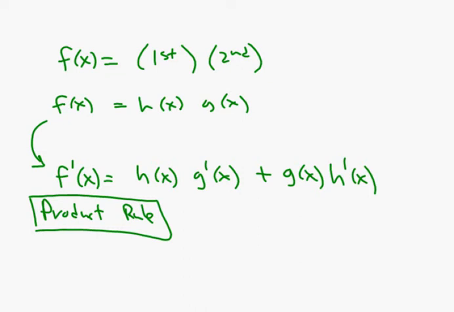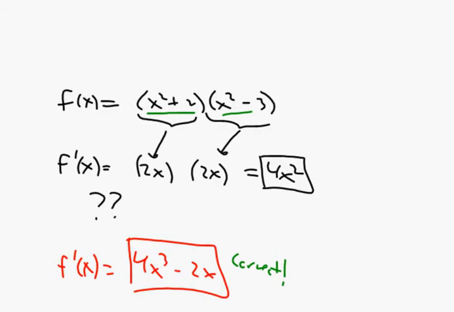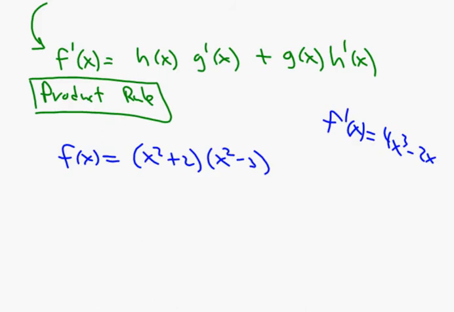I'd like to see it even work. I'd like to make sure it works. Right? So let's go back to the example that just gave us trouble a moment ago. So let's consider we had f of x equals x squared plus 2 times x squared minus 3. Now, we know that the correct answer, just to remind you, is supposed to be 4x cubed minus 2x. So we know we're supposed to get f prime of x equals 4x cubed minus 2x. So I'd like to see this product rule give us that.